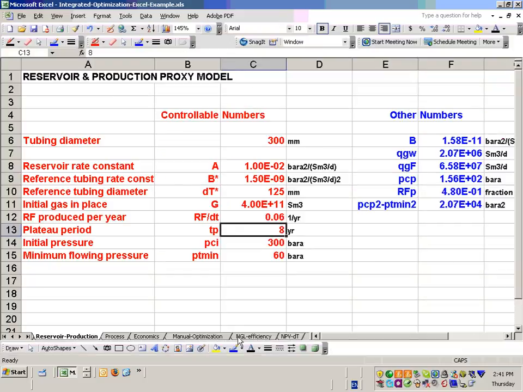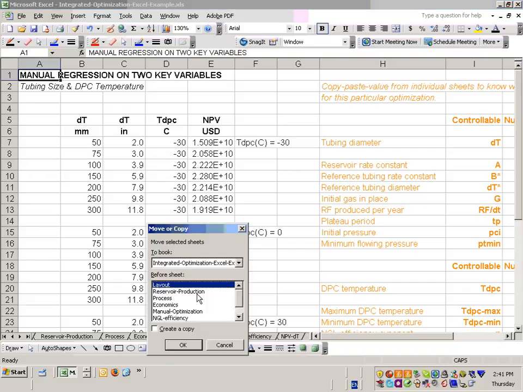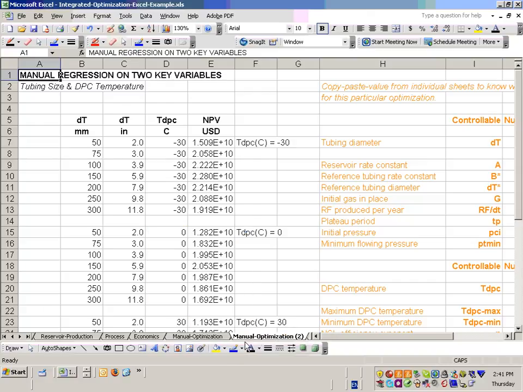You take a right click and you say move or copy. Create a copy. And then put it just below manual optimization. Create a copy. You have to click that. Put it down there. And then that's your number 2.